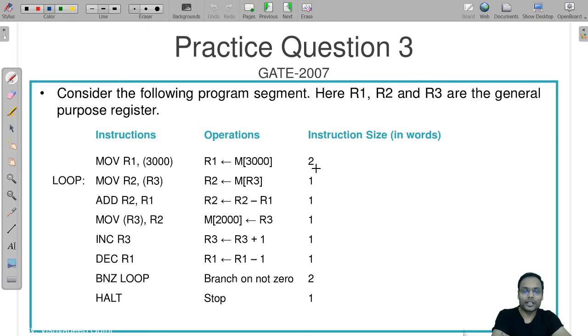So here is another question, which is a GATE question, and this particular question you also will try. I will also solve along with you. Just read this first.